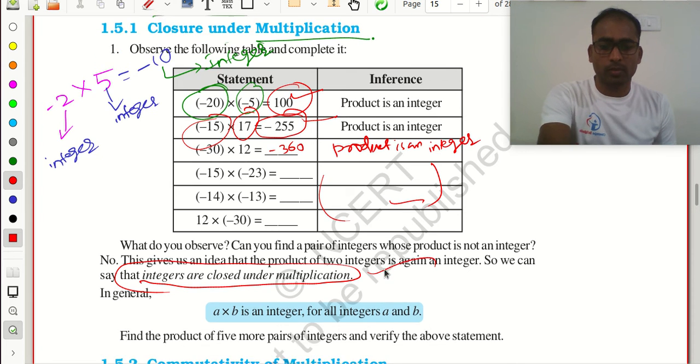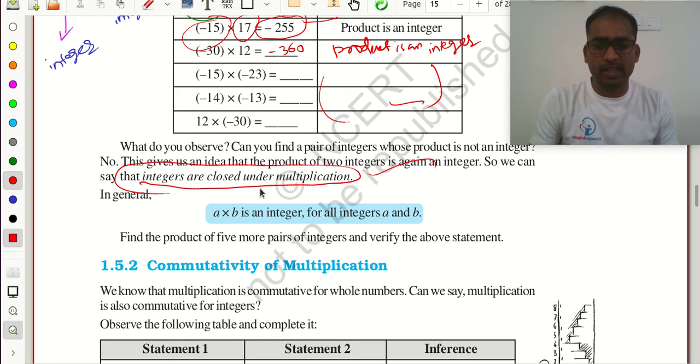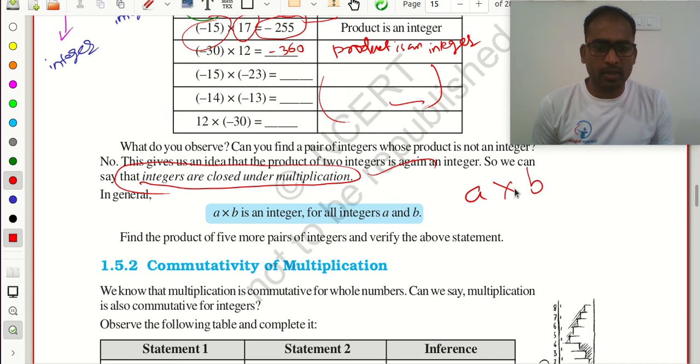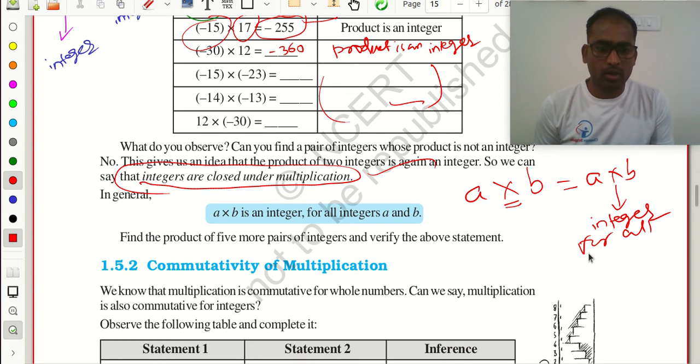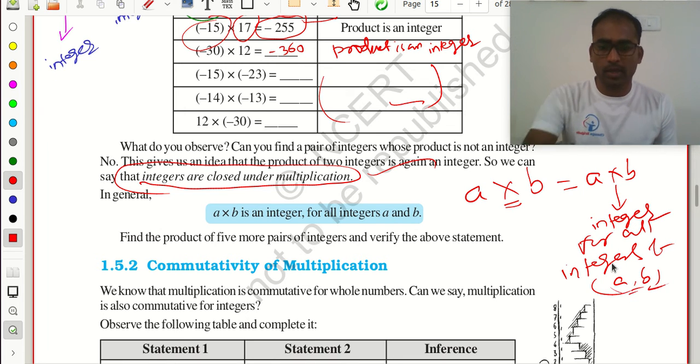Okay. So here a is one integer, and b is another integer. I am doing the multiplication, and I will get a into b, and this value is an integer only for all integers a, b. Clear na?